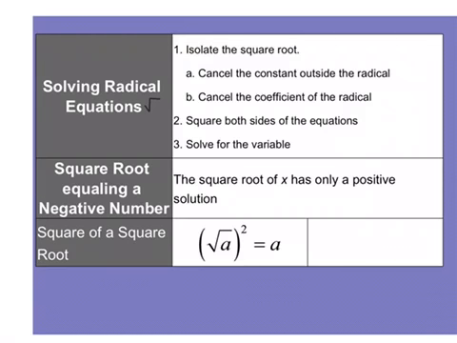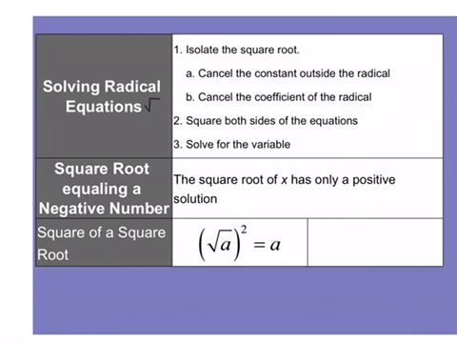And here's the steps you want to follow. Step number 1 is going to be to isolate the square root. Isolate means to get the square root alone. So we want to cancel the constant that's outside the radical, if there is one, or cancel the coefficient of the radical. So if there's a number in front or a number on the outside of the radical in the back, we need to get rid of those first.